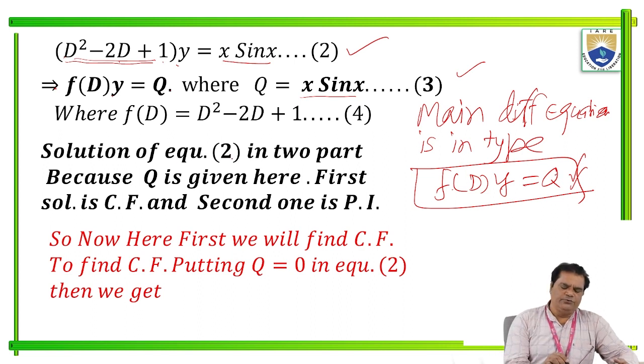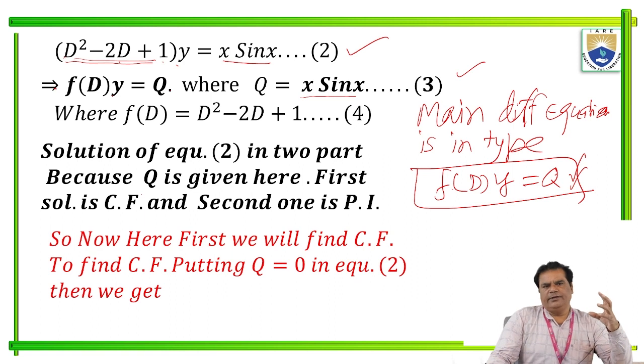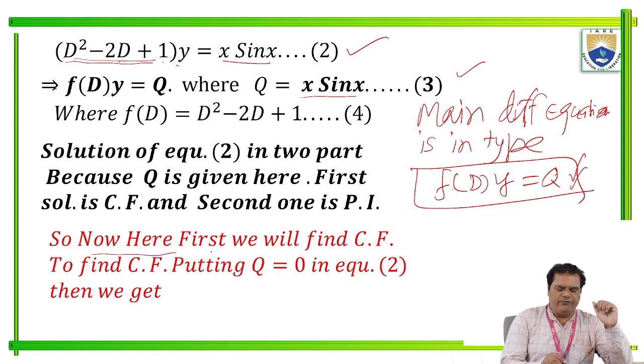Since Q is given in problem 1, the solution of equation 2 is in two parts. We find two solutions of problem 1. The first solution is the complementary function, and the second solution is the PI, the particular integral. So now, first we find the complementary function.